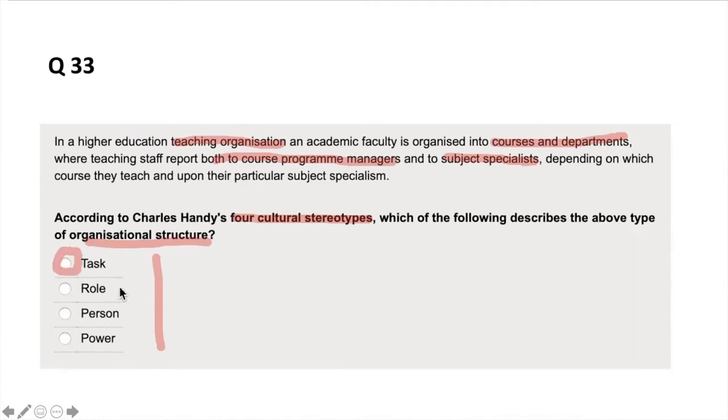Role. What is a role culture? A role culture is a bit more bureaucratic. Staff operate within the rules. The structure of the organization is well defined, and each individual has clear delegated authority. So this is not the one because it's not clear. The staff report to both program managers and specialists. So there's not one person or one role that they play. They do more things because they have to fulfill a task, which is closer. So it's not role. The person culture is not the one either, because the person culture is also called human culture.